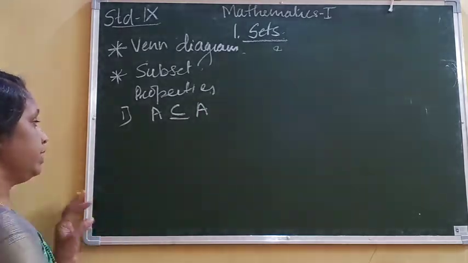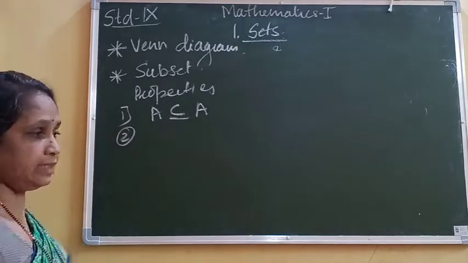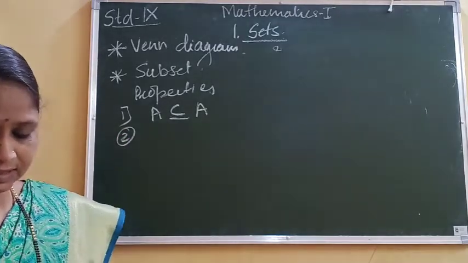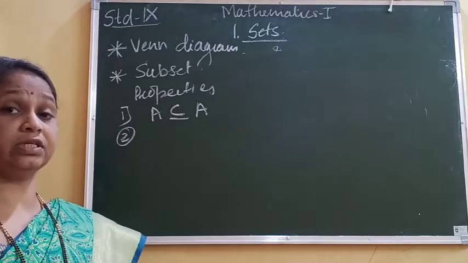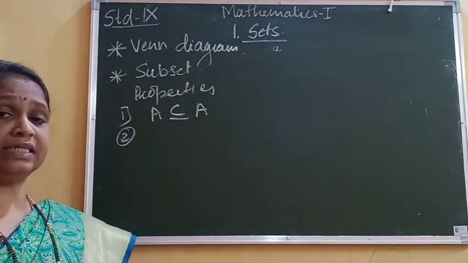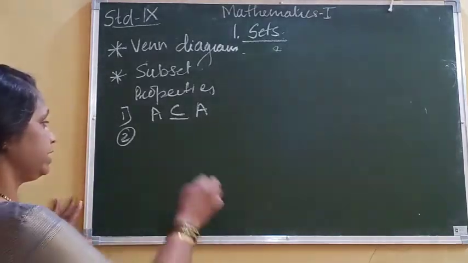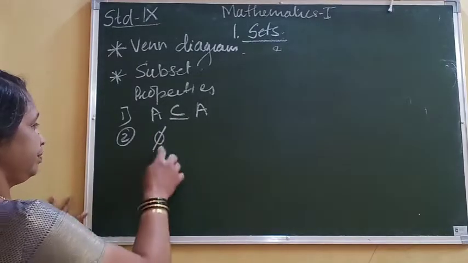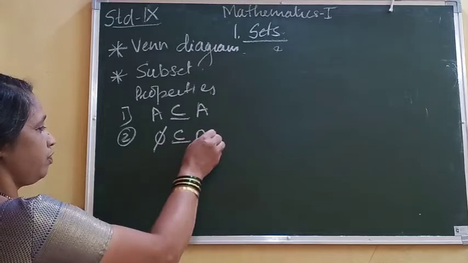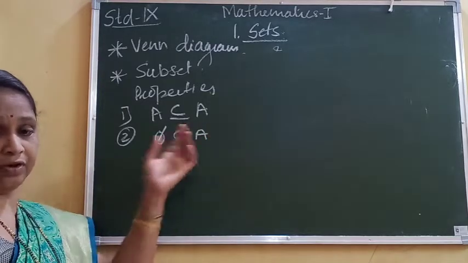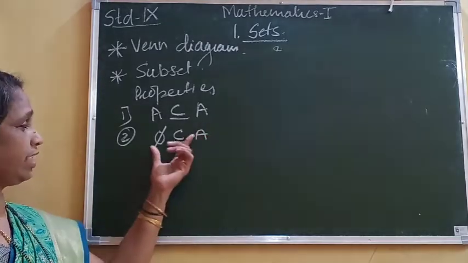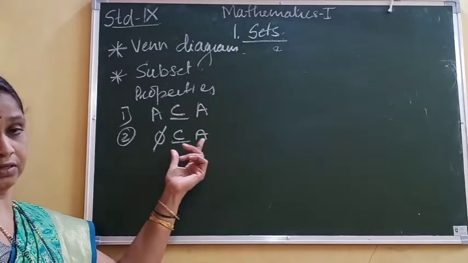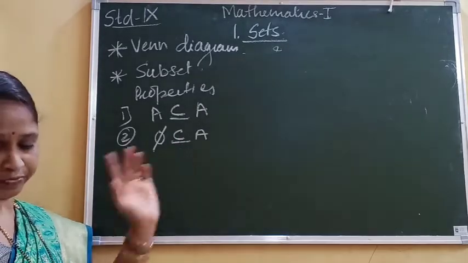The next property is what? It tells that the empty set is a subset of every set. The empty set is represented by this symbol. Now here we have taken A as a set, so we write the empty set is a subset of A.